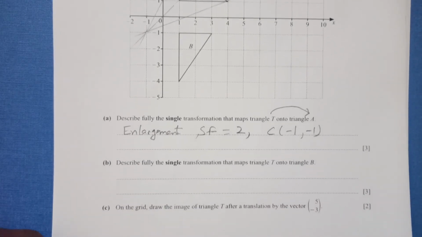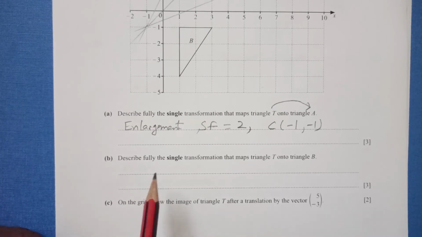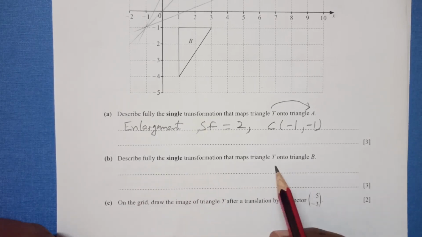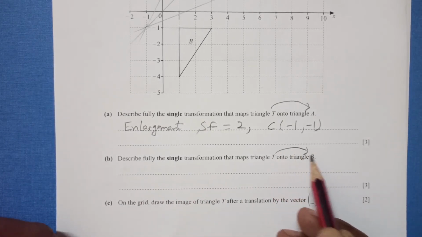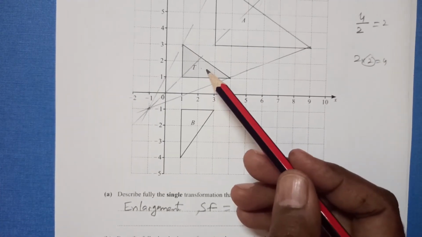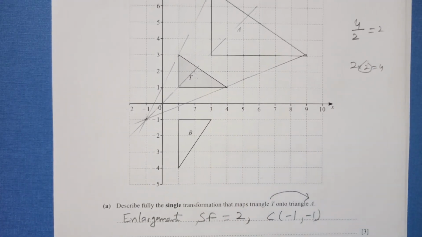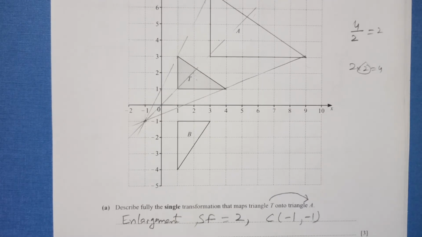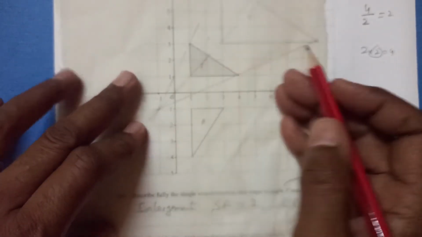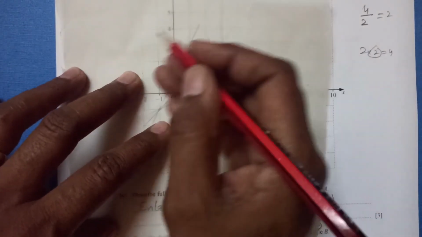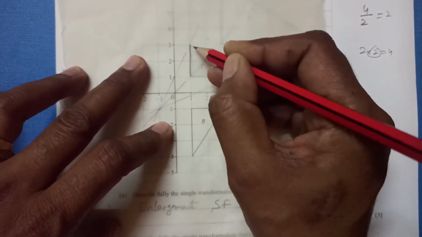Now next part B. Describe fully the single transformation that maps triangle A onto B. Now we are looking for A and B. So it seems to be rotation, you can see. So let's check with the tracing paper. I have this tracing paper here. We can draw this shape. We are looking from T onto B. So I can draw T here.